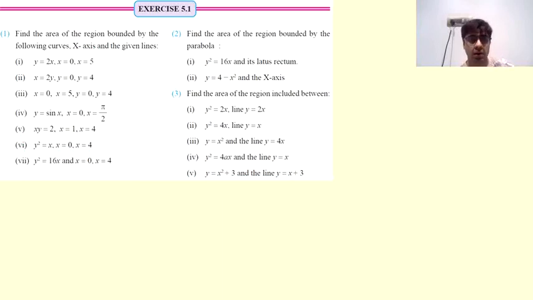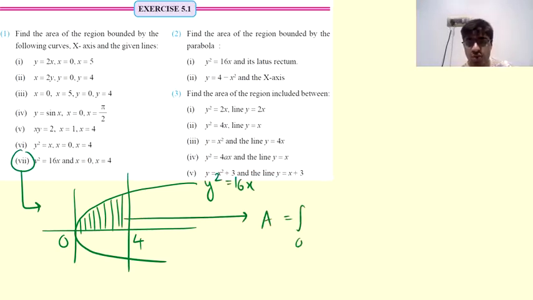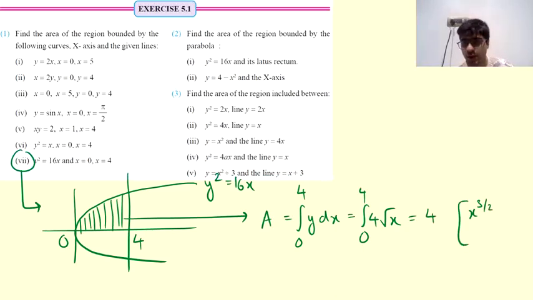Okay. Let's continue with the eighth one. Y square equal to 16x, again a parabola. You need to integrate that from 0 to 4. So this was y square equal to 16x. The required area is going to be given again by integration from 0 to 4 of y dx. Y is going to be root over 16x, and you can write that as 4 root x. Take that 4 outside. Integration of root x will be x power 3 by 2 upon 3 by 2, which can be written as into 2 by 3 outside that bracket, and this goes from 0 to 4.